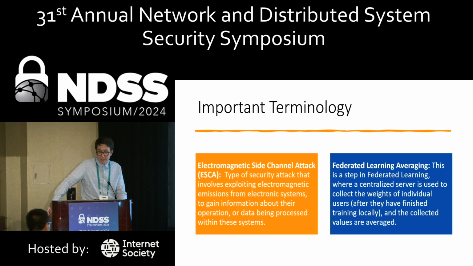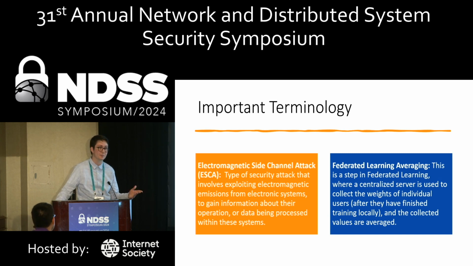An electromagnetic side channel attack. Now, a side channel attack is a type of security attack that involves exploiting emissions. An electromagnetic side channel attack is a type of security attack that involves exploiting electromagnetic emissions from electronic systems to get information about their operation or data being processed within these systems. You need to be in somewhat close proximity to be able to pull off this attack, so this is a physical attack, not a remote attack.